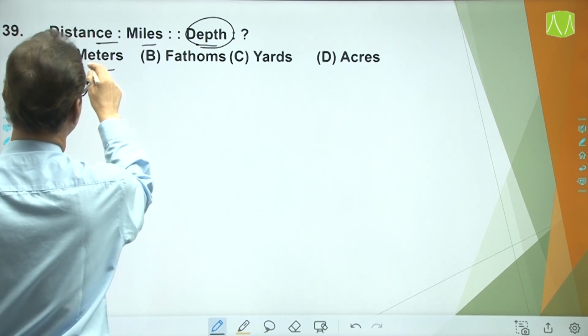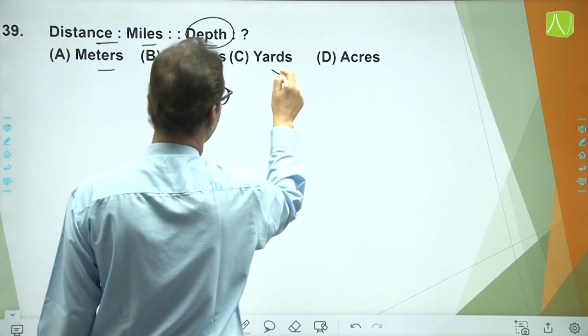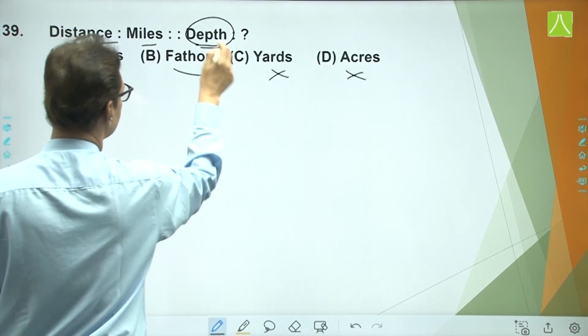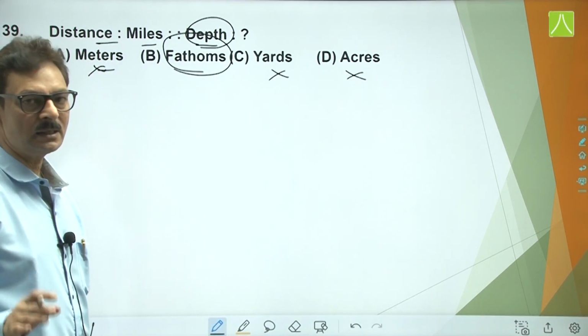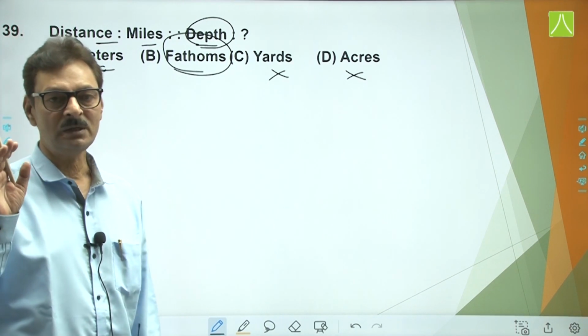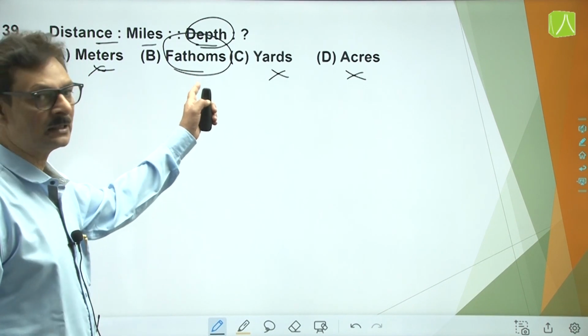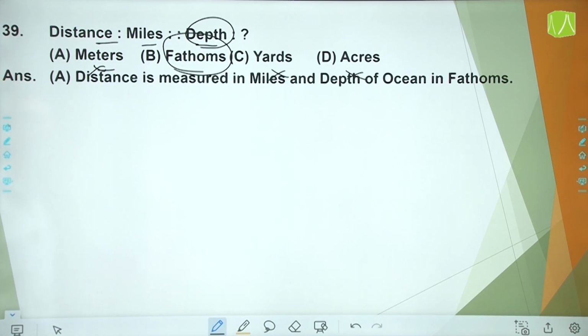Is depth measured in meters? No. Is it measured in yards? No. Acre? No, these are all for land. The answer comes automatically: fathom. Even if you don't get the answer, remember this word: the depth of the ocean or the sea is measured in fathom. So fathom is the unit for depth.